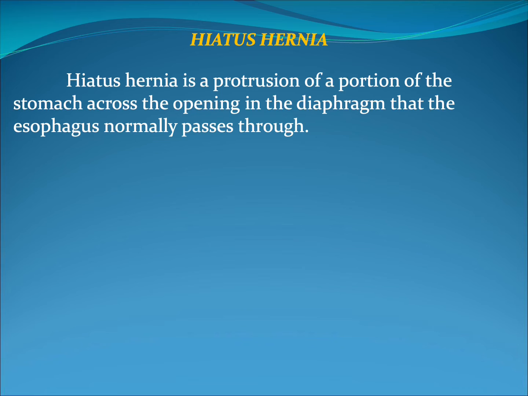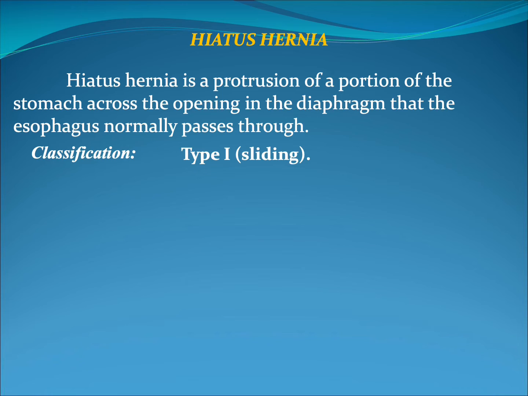Hiatus hernia is a protrusion of a portion of the stomach across the opening of the diaphragm that the esophagus normally passes through. Depending on the degree, severity, and the amount of abdominal content protruding into the chest cavity, there are subtypes. Type 1 is a sliding hernia, where the gastroesophageal junction migrates up into the chest.